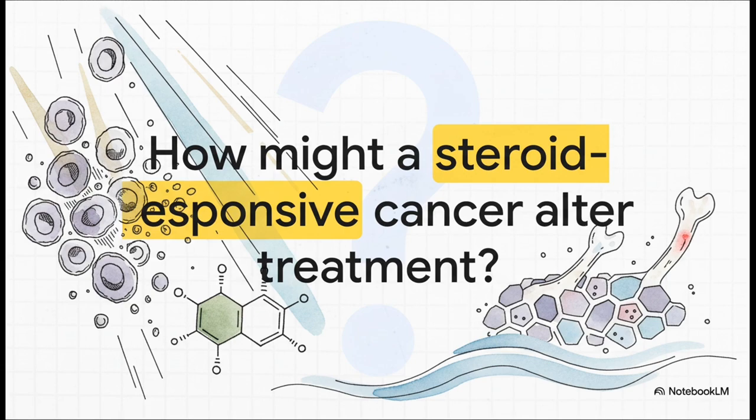But I'll leave you with one final thought to really get you thinking. Since we know malignancy is a major cause, how would your treatment strategy change if you knew the patient had a cancer like lymphoma or multiple myeloma, which are often responsive to steroids? Something to think about. That's all for this explainer.